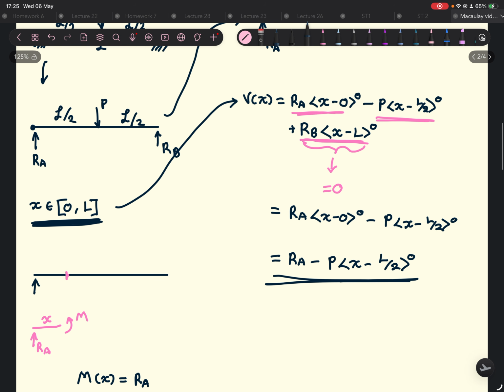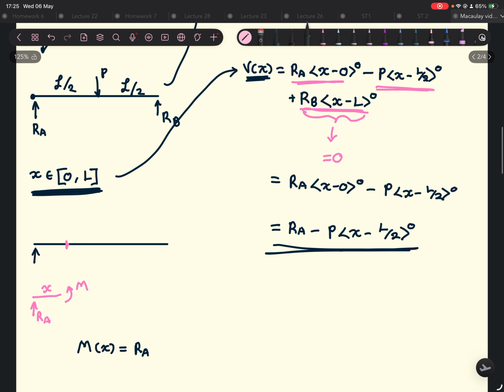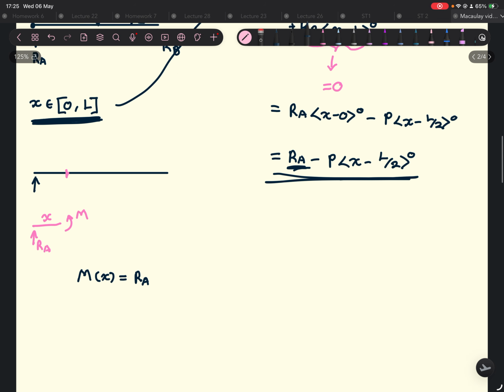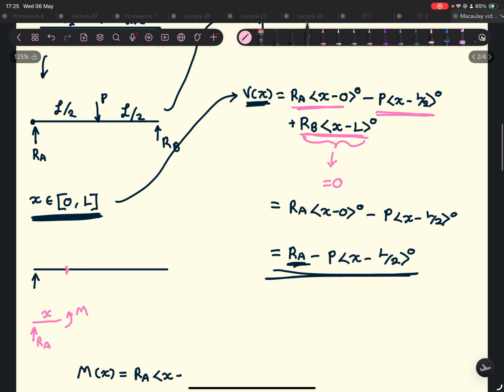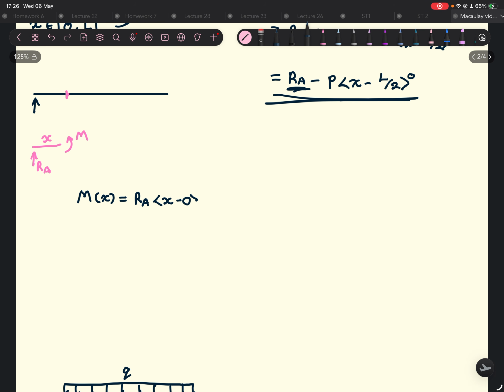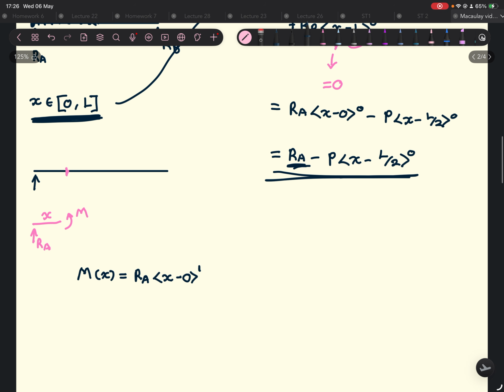So the force itself remains constant, if you remember from your shear force, right? So the force itself remains constant over here. But now we're multiplying it by some distance, okay? So it's going to be x, and because it starts at 0, the moment it causes also starts from 0. So we're going to have a moment here, until, right? Caused by RA. So we're going to say minus 0, and then now it's to the power 1. Okay.